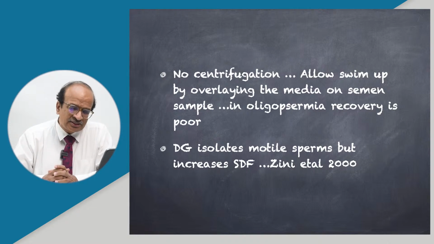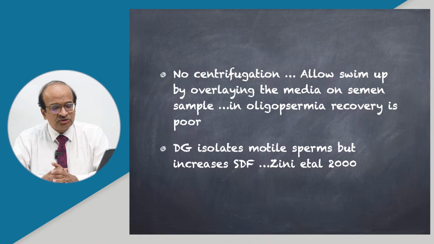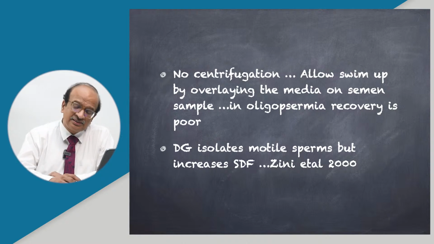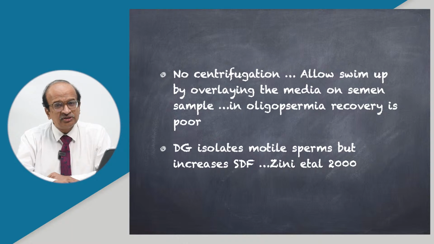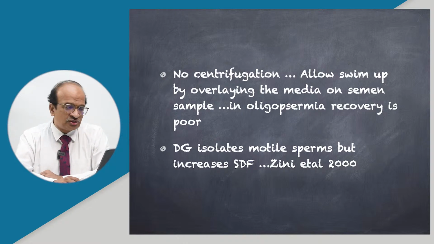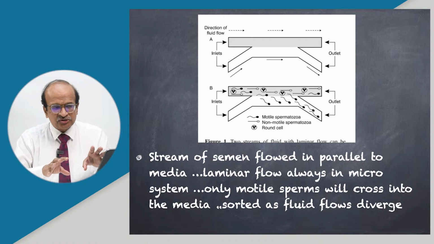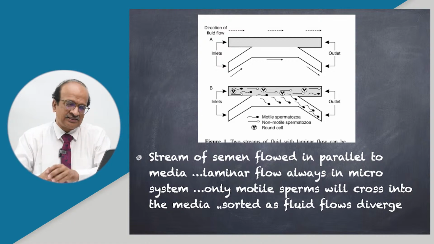There is a study by Zini et al. published in 2000, which talks about how density gradient isolates motile sperm but increases the sperm DNA fragmentation because of the repetitive centrifugation process. A microfluidic device, as shown in the picture, is a mixture of two channels.